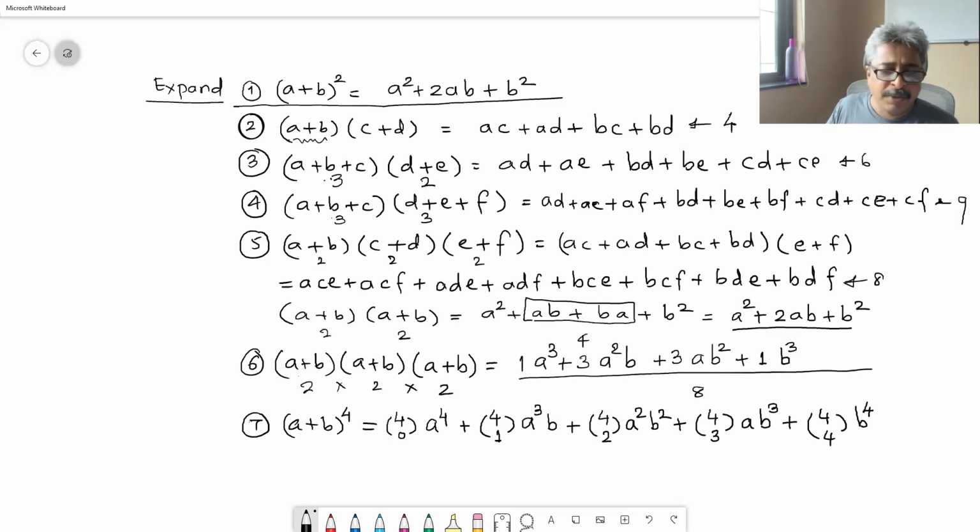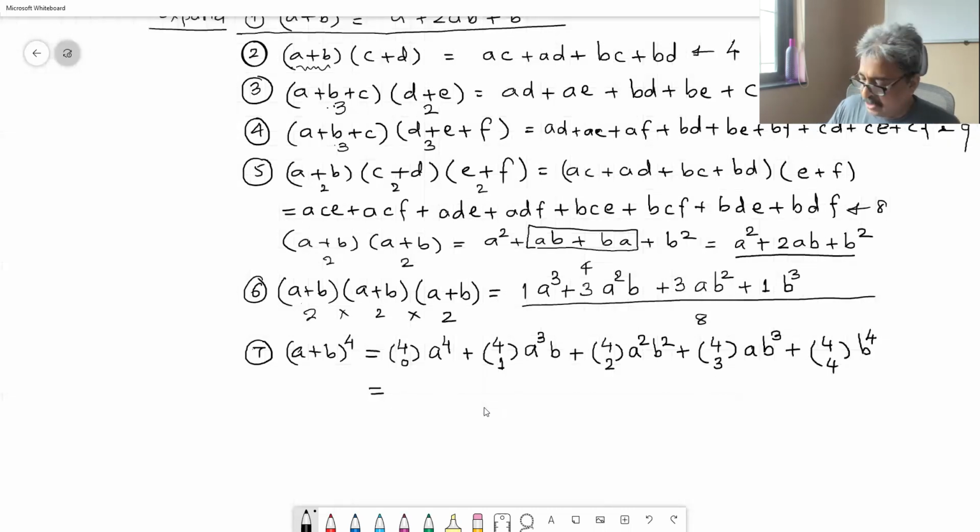That is how my expansion is going to look. But if I want to see it in our normal way, not choose notation, no complications, then orally we can do these calculations for choose, and it will look like a raised to 4 plus 4a cube b plus 6a square b square plus 4a b cube plus 1b raised to 4.